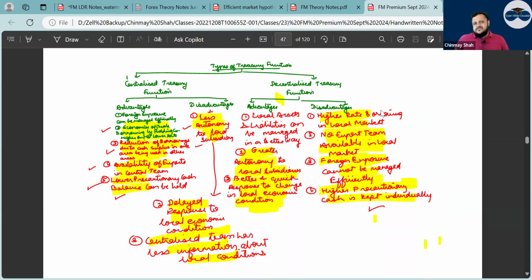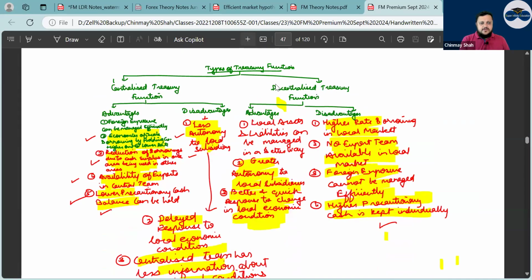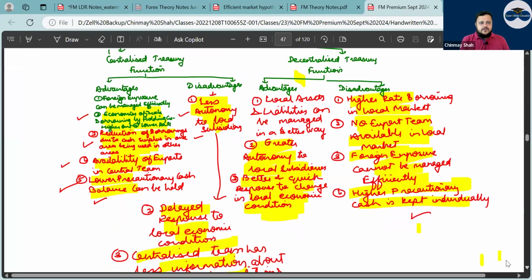Generally, the advantage of centralized treasury is what? You can borrow at a lower rate, right? Foreign exposure can be managed efficiently. Economies of scale will be there, right? Borrowing by the holding company will be at a lower rate, correct? Higher amount at lower rate. Reduction of borrowing due to cash surplus.